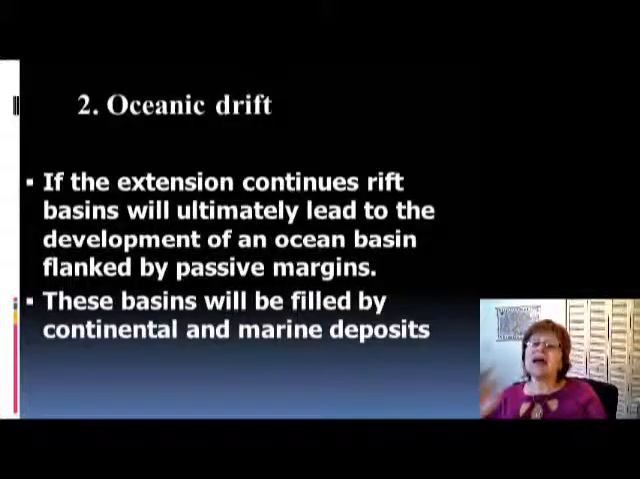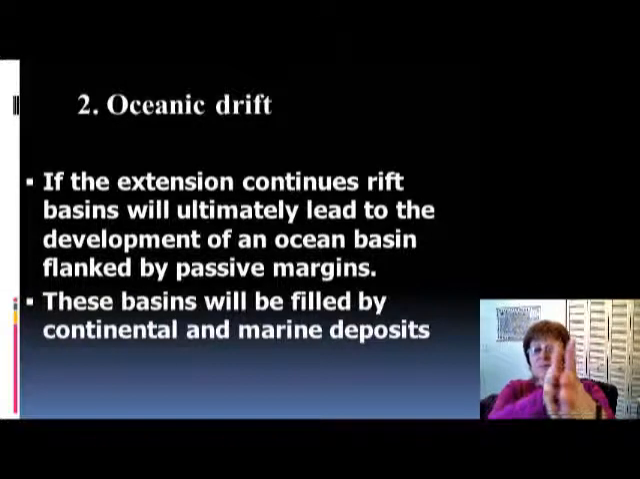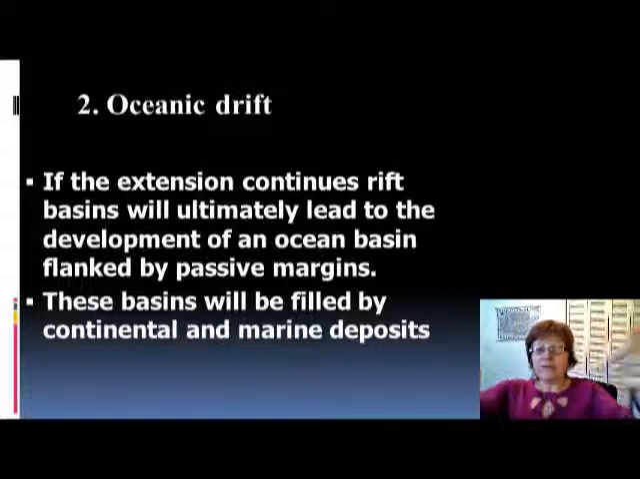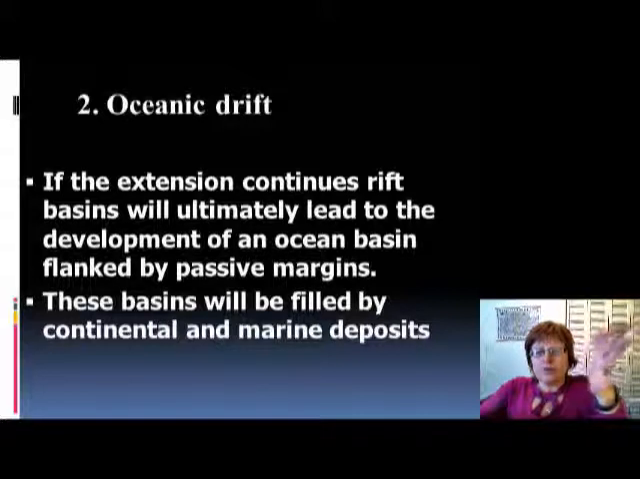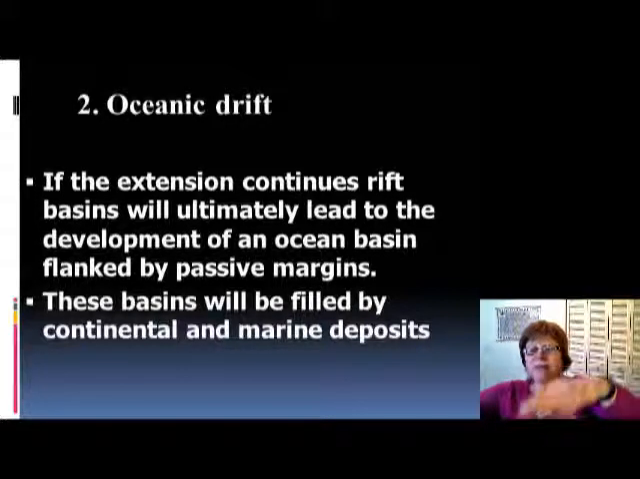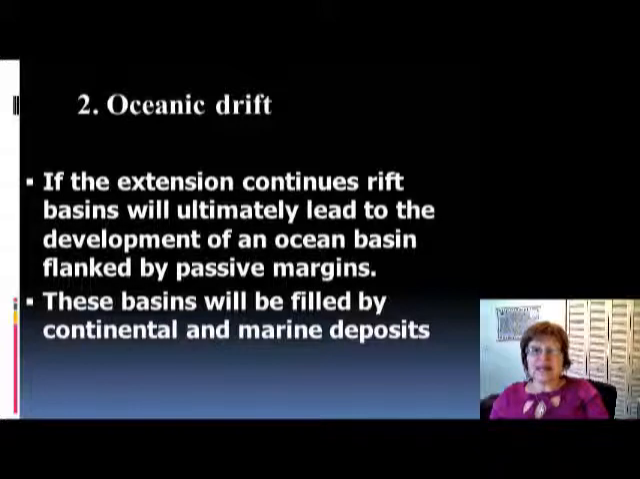And now the second part of the continental breakup is the oceanic drift. This is when the rift basins become wide enough for the ocean, the salt water, to come in. And actually it gets wider and wider. So the sides are becoming so-called passive margins. And these larger basins are going to be filled up with typical continental sediments.